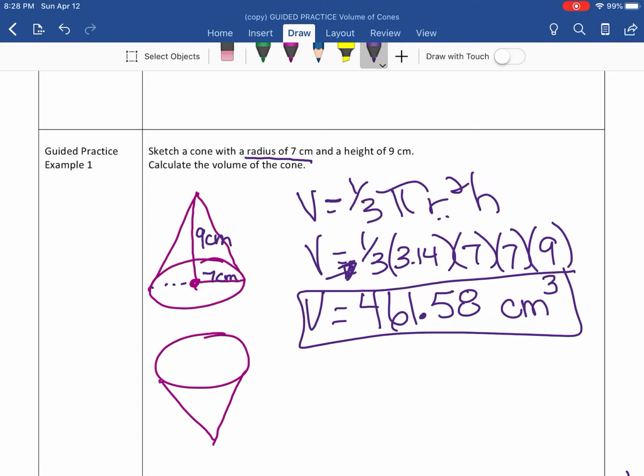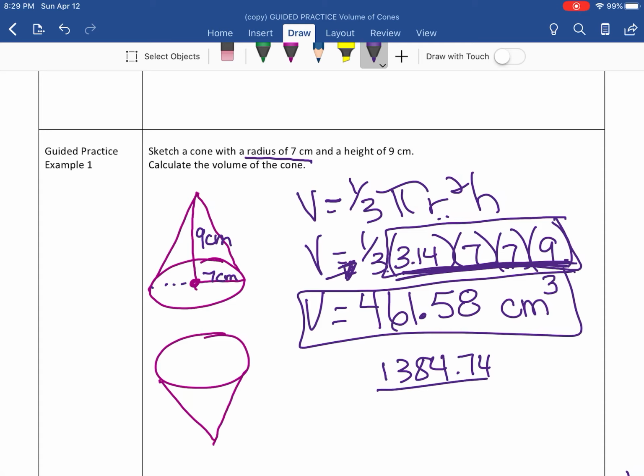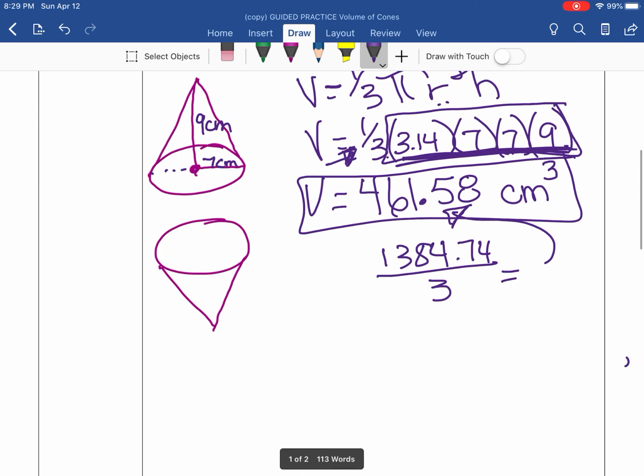Now remember, I showed you this way too. If you don't want to use the 1/3, don't go 1 divided by 3 because you'll get 0.3 repeating all through your calculator. The easiest way is to take all those numbers, 3.14 times 7 times 7 times 9, and you would get 1,384.74. If you multiplied all those, and instead of taking it times 1/3, divide it by 3, you will get the exact same answer. Okay?